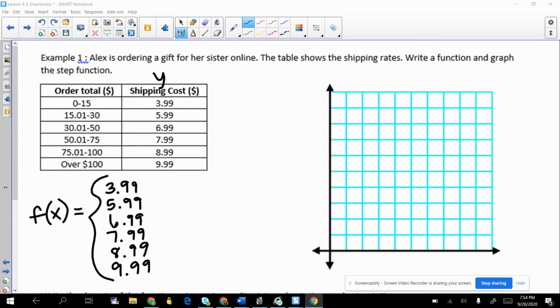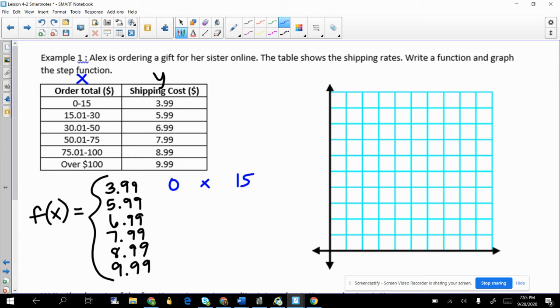Okay, so that's the first thing you want to do. Then realize these order totals have to be your X because those are your domain restrictions. Those are the ones that we can write as an inequality, right? From 0 to $15 is going to be $3.99.